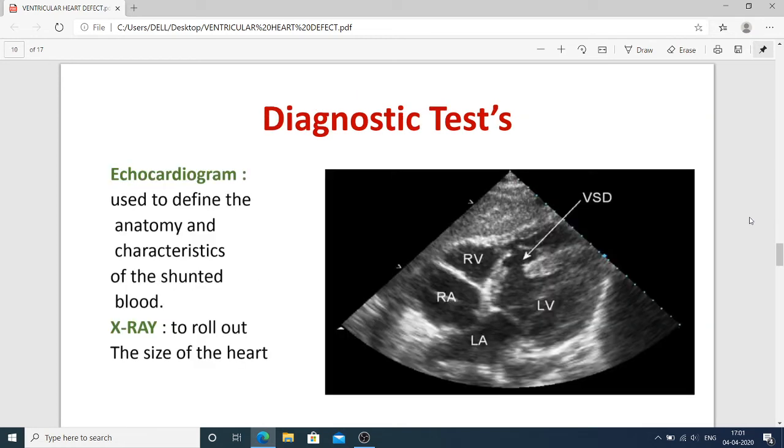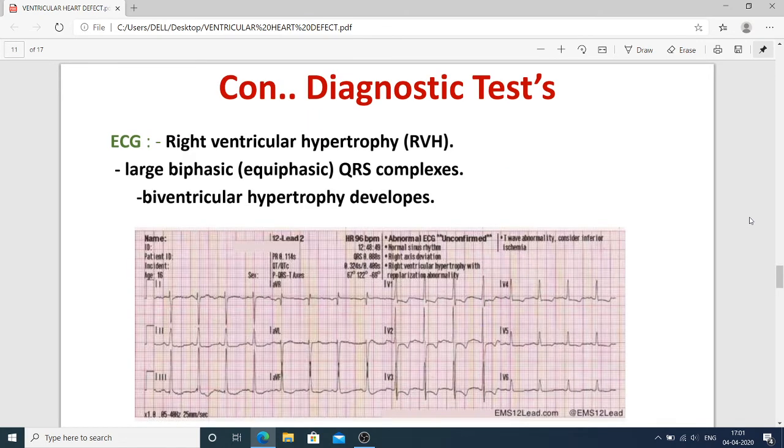Then diagnostic tests for the VSD. Echocardiogram is used to define the anatomy and characteristics of the shunted blood. Then also X-ray to rule out the size of the heart. In X-ray, the size of the heart is a little more than the normal size, and the side of the right ventricle is larger than the normal. Understand?